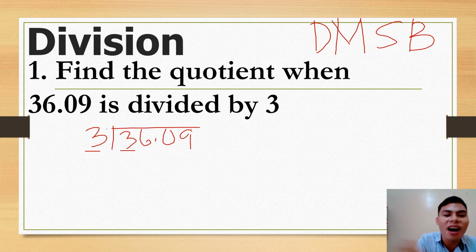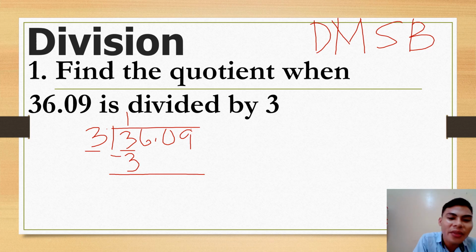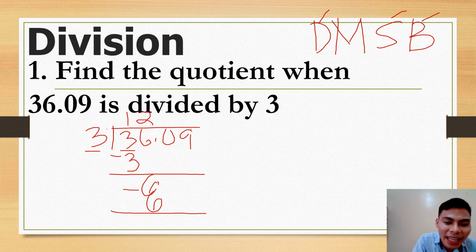3 divided by 3. Perfect. 1. 1 times 3, 3. Then, ano nga ang sign dito? Subtract. 3 minus 3, 0. Pwede na natin hindi isulat. After subtraction, bring down. What's the next number after 3? 6. Tapos, go back to step 1. Divide. 6 divided by 3. 2. Wow, perfect pala, no? 2 times 3, 6. Okay? 6 minus 6, 0. Then, bring down 0.